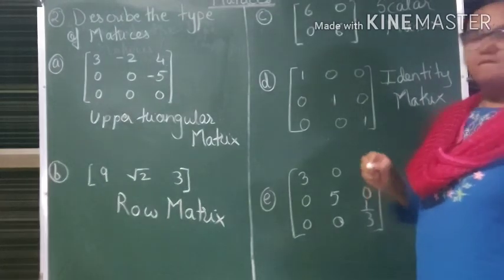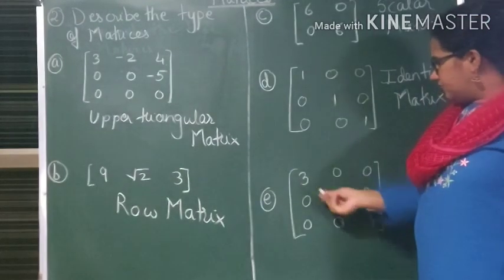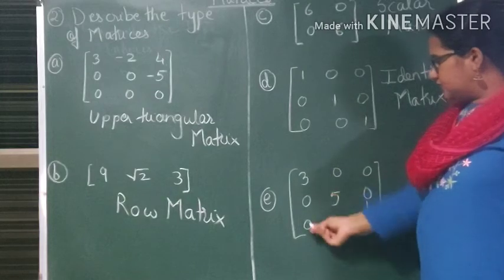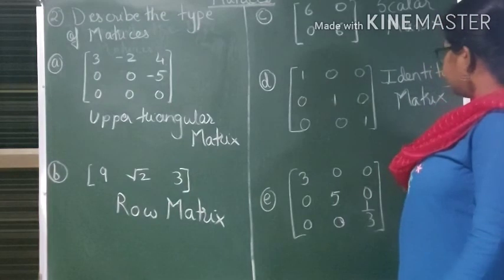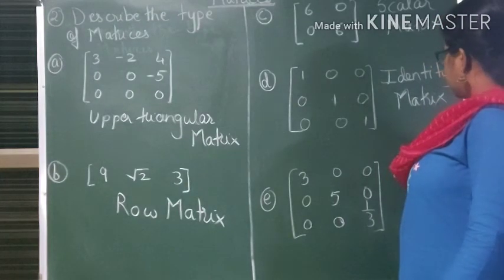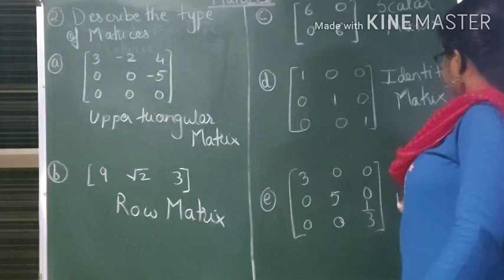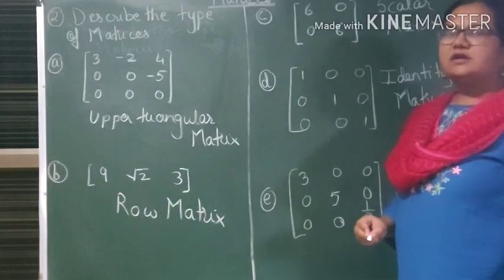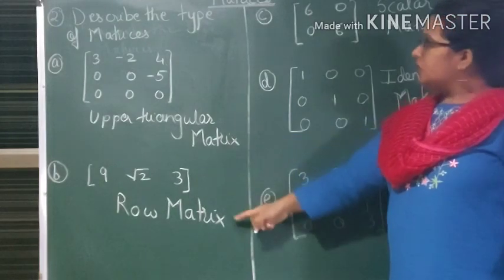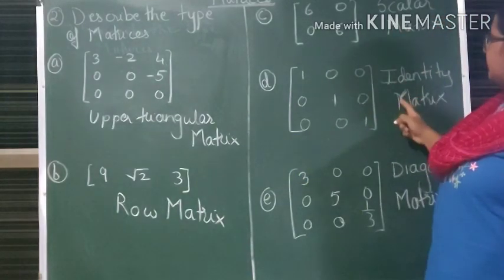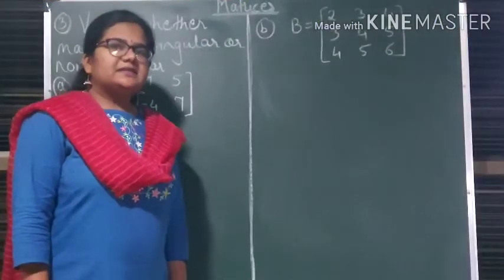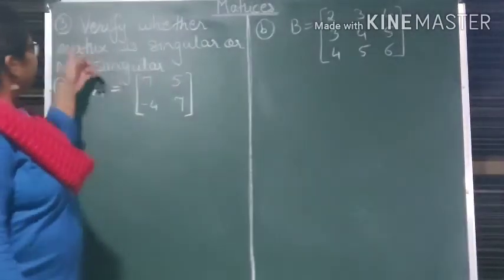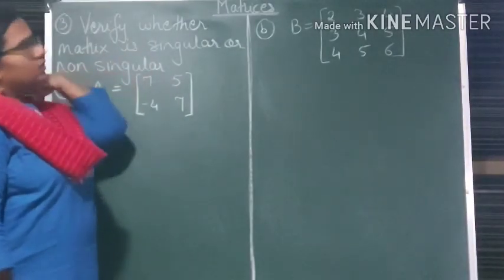Diagonal elements are 1. Now next example, 3, 5, 1 by 3 and non-diagonal elements are 0, and we have only diagonal elements. Therefore, which type of matrix is it? It is a diagonal matrix. Yes, so this is a diagonal matrix. Upper triangular, row, scalar matrix, identity matrix and diagonal matrix. Clear? The next example we are going to study is verify whether the matrix is singular or non-singular.